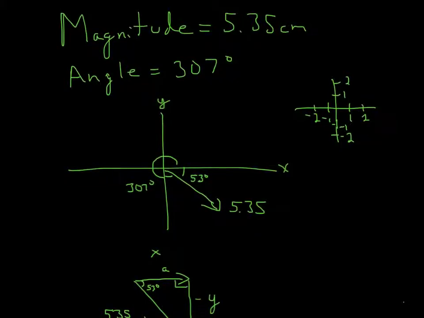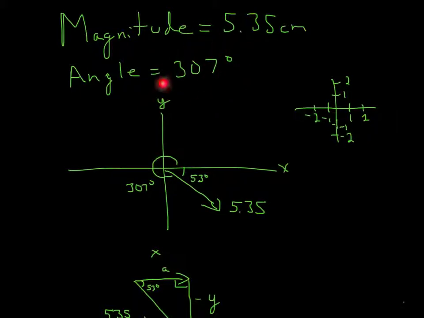Alright, so in this problem, they give you a vector and they want you to find the x and y component of that vector. They give you the magnitude, which is 5.35 centimeters. Magnitude just means the length of this vector. And then they give you the angle, which is 307 degrees.